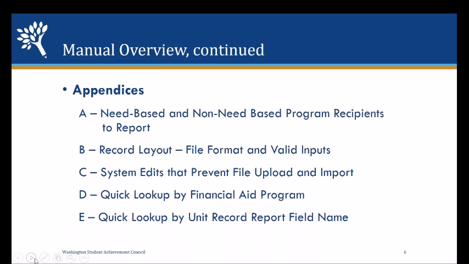The appendices are probably the most important part of the manual for you. And that's because the appendices contain, in Appendix A, need-based and non-need-based program recipients that you need to report. B is the record layout, which has the file format and valid inputs. C is system edits that prevent the file upload and import. You'll probably be earmarking this one. D is a quick lookup by financial aid program, and E is a quick lookup by the unit record report field name.